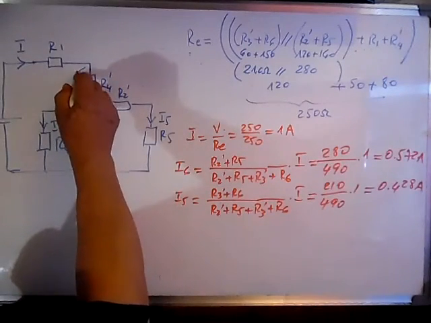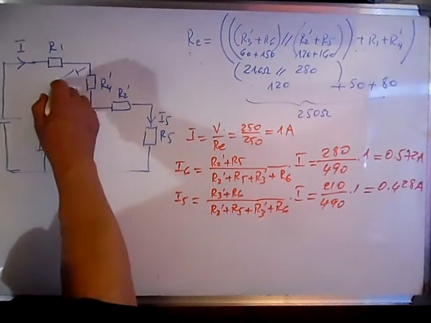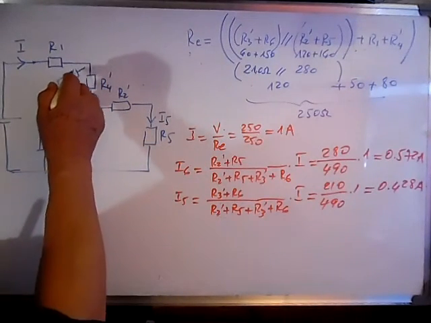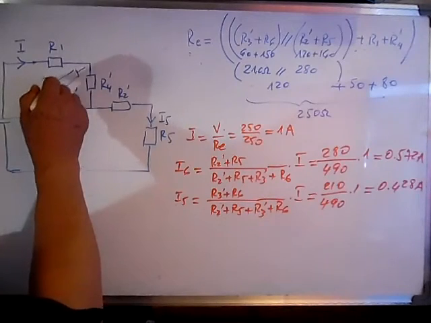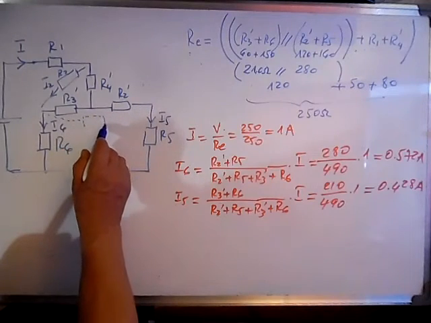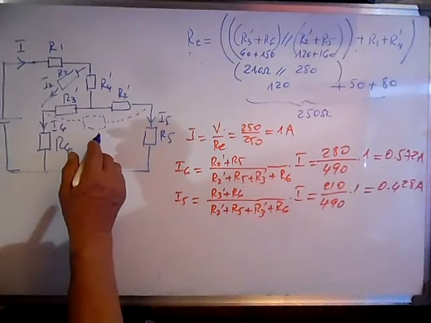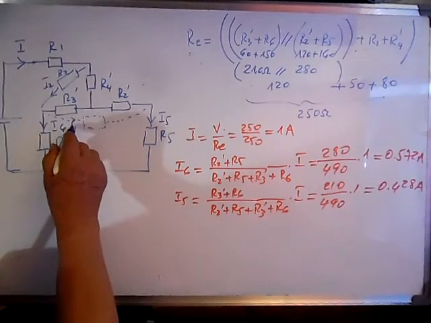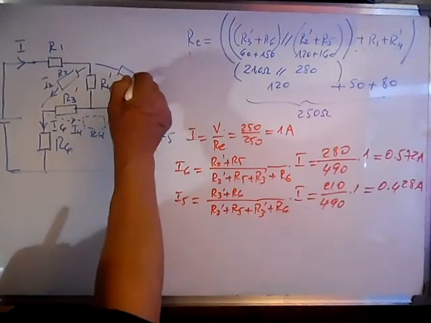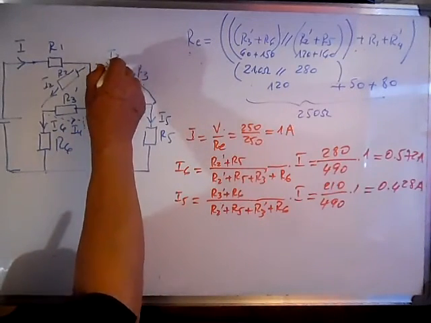Okay, now that we have calculated the current I6, we are going to calculate now I2. Here is R2, I2, here it's R4, I4, and here we have R3, and we're going to calculate I3.